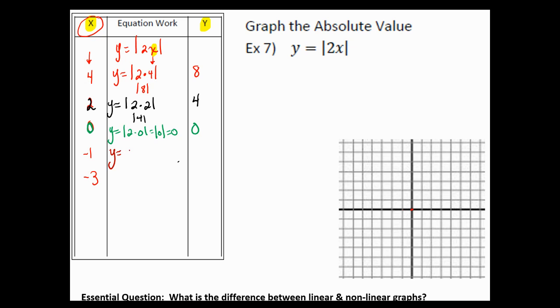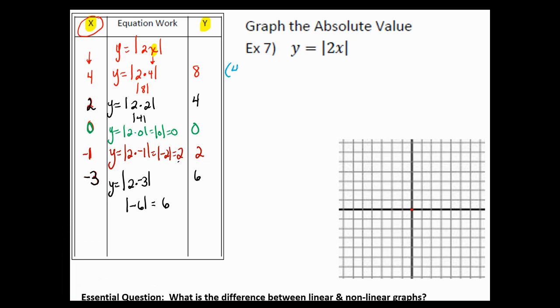The next one is y is equal to the absolute value of 2 times -1. So what is the absolute value of -2? Absolute values come out positive, so it's +2 when we plugged in -1. And the last one, when we plug in a -3, y is equal to the absolute value of 2 times -3. What's the absolute value of -6? Comes out +6. So then we have points that we can go ahead and graph.